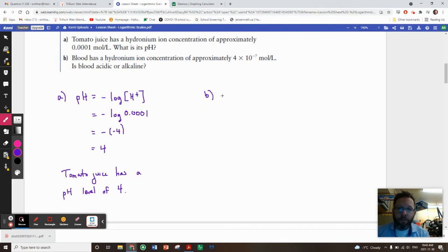Use the same process. pH equals negative log of H plus.